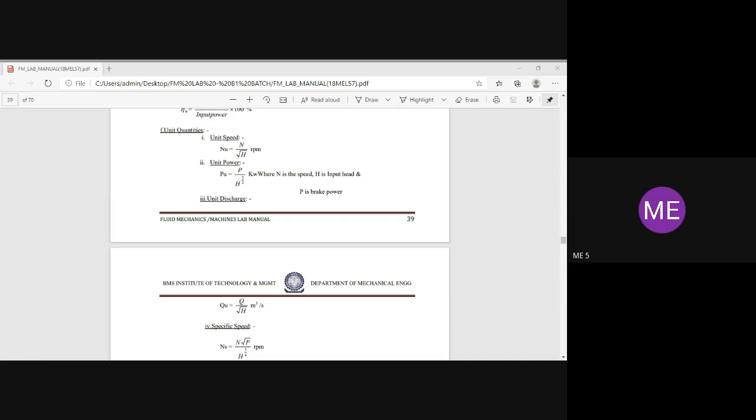Now I am doing the 180-degree gate opening. You have to take head as 0.3 centimeter for all the readings. All of you note down the readings, whatever is shared in the chat box.